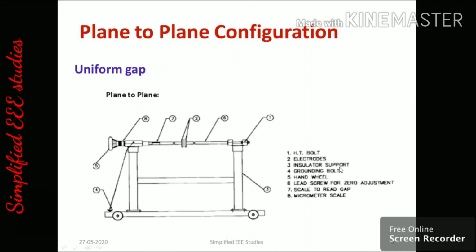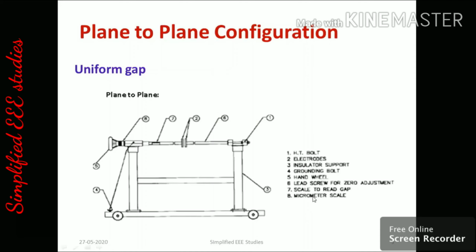Third one is the insulator support. This is the insulator support. These insulator supports are mandatorily required. They should be maintained at a certain height from the ground. Similarly, the fourth one is known as the grounding bolt. You can observe the grounding bolt is placed over here. Then the fifth one is the hand wheel. You can observe the hand wheel is here. You can adjust the length by using the hand wheel. Spacing can be adjusted by using the hand wheel.